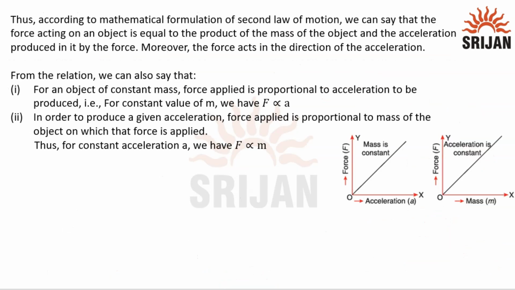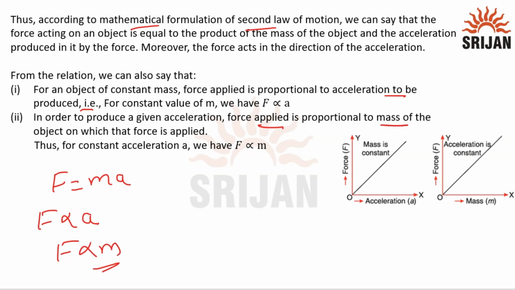Now, according to this mathematical formulation, we can say two things. First, we have F equals m a, so F is directly proportional to the acceleration. And the second is F is directly proportional to the mass of the object on which that force is applied.